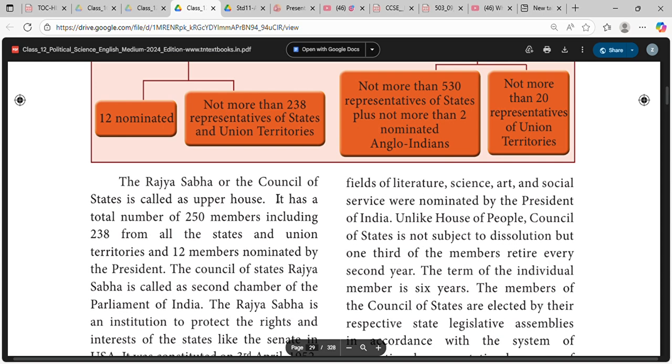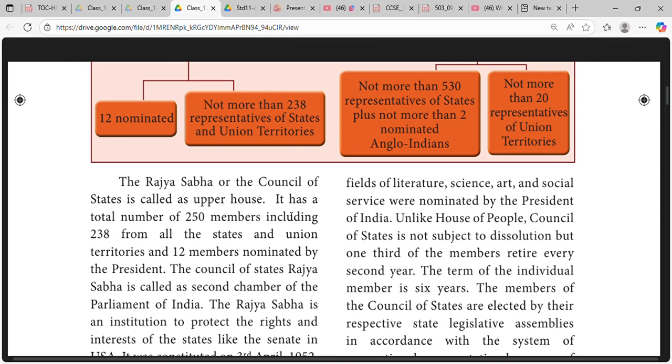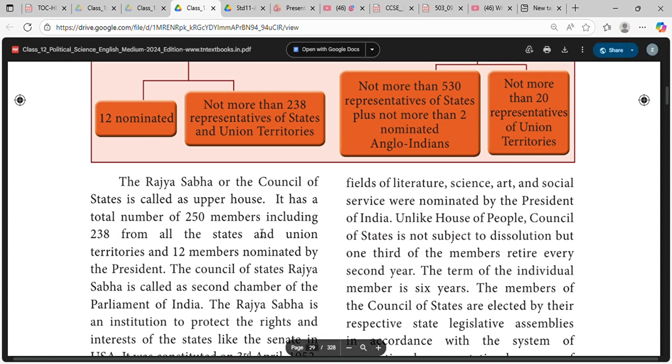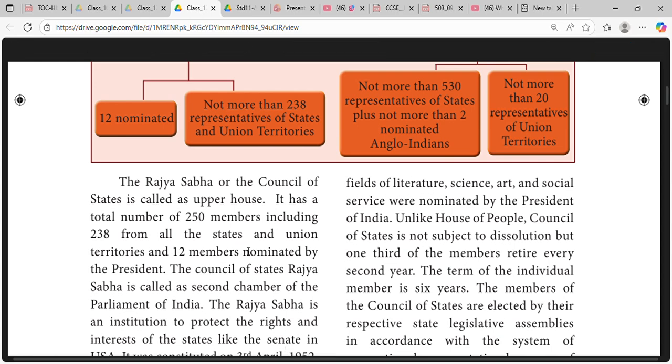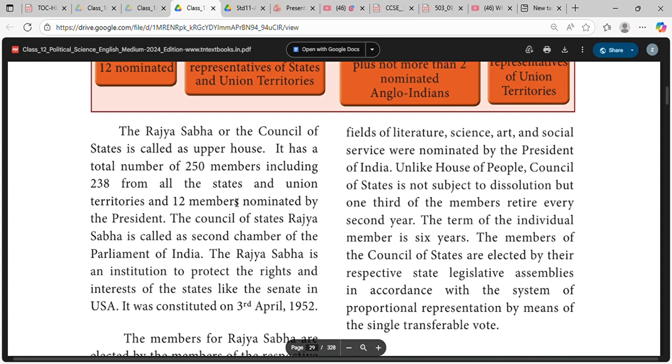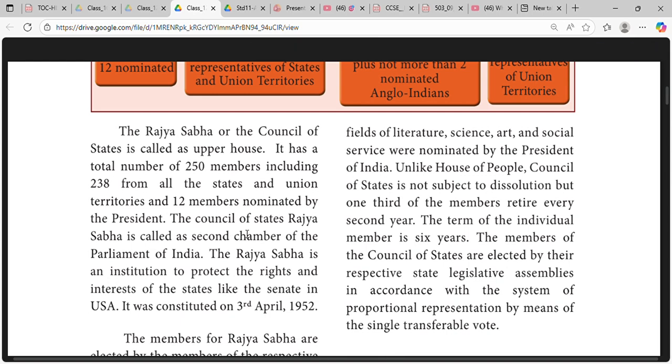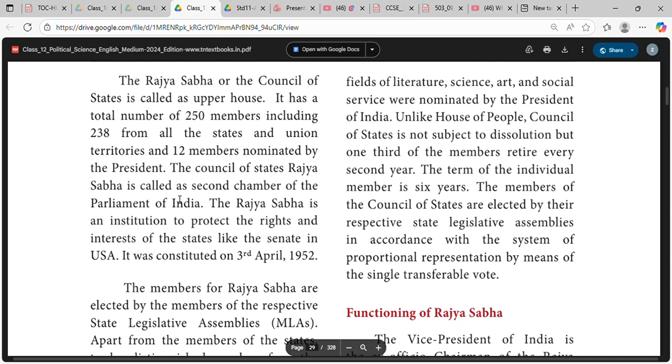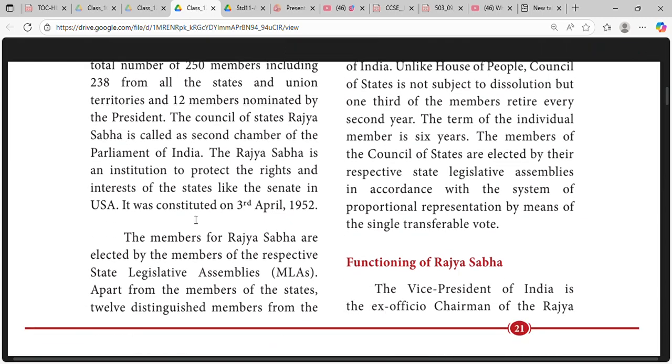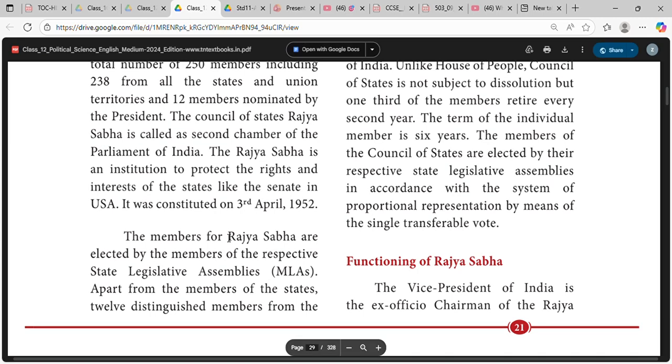The Rajya Sabha or the Council of States is called the upper house. It has a total of 250 members including 238 from all the states and union territories and 12 members nominated by the President. The Council of States, Rajya Sabha, is called the second chamber of the Parliament of India. The Rajya Sabha is an institution to protect the rights and interests of the states, like the Senate in the USA. It was constituted on 3rd April 1952.